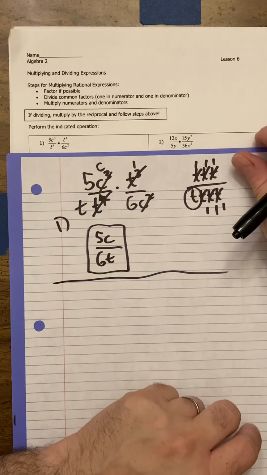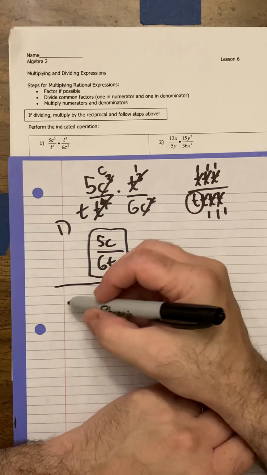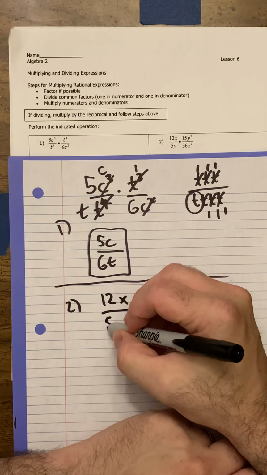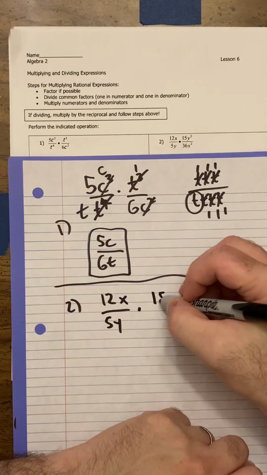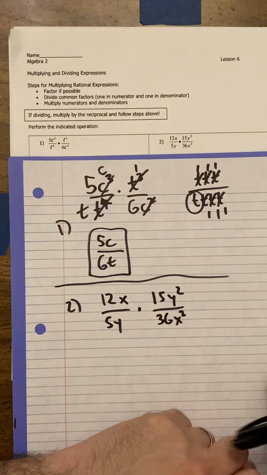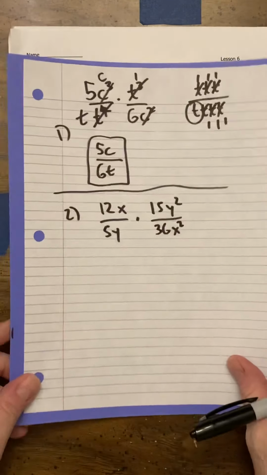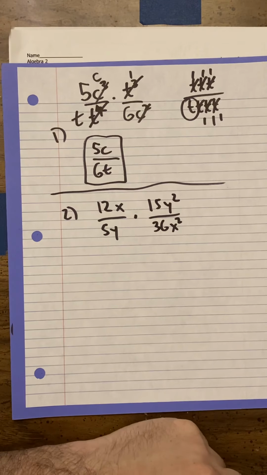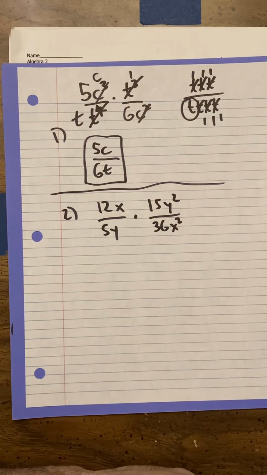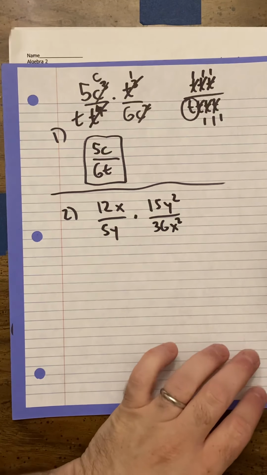Number 2 is similar. You might want to try this one on your own. So let's take a look. We have 12x over 5y times 15y squared over 36x squared. Now you could multiply and then reduce, or you can reduce and then multiply. And I'll show you what I'm going to do. I'm going to reduce and then multiply. I'll use a red pen here to make this a little clearer.